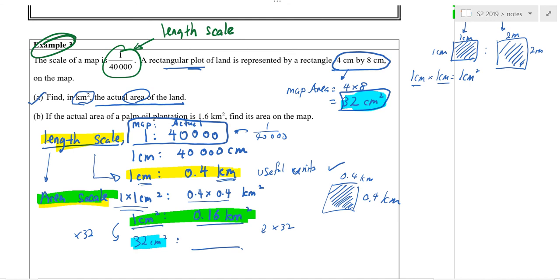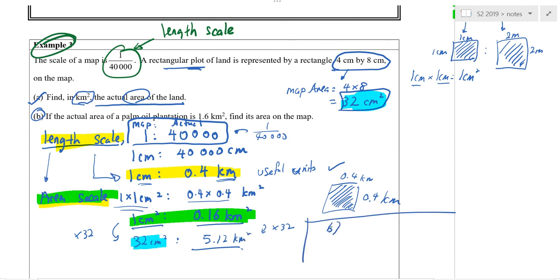B can do? Cannot. Now, can I write down the A answer? 0.16 times 32, 5.12 km squared, right? Okay, let's do B.